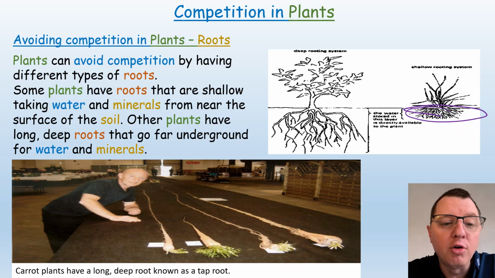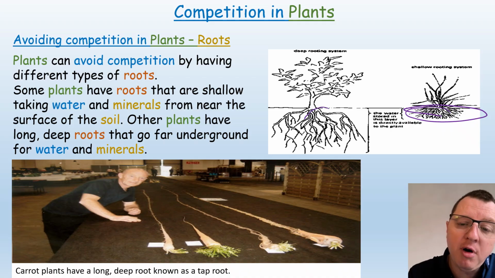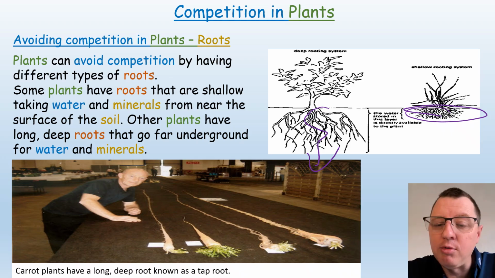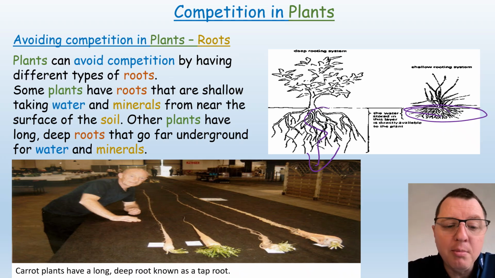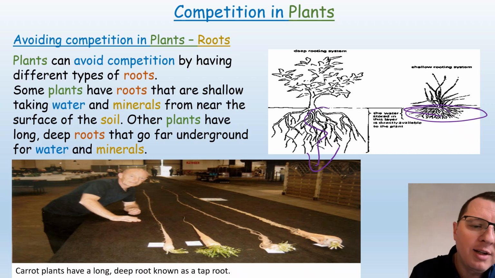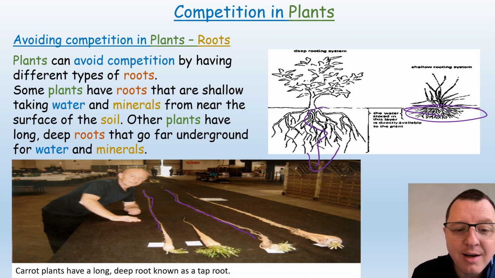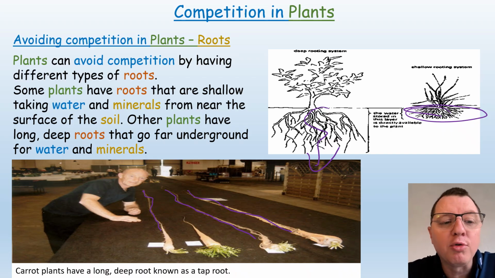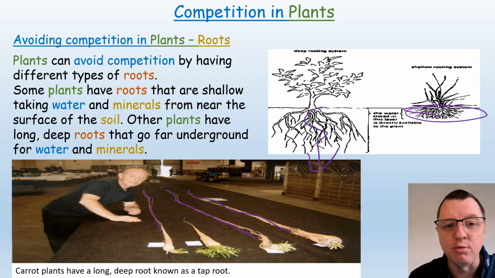Other plants have longer, deeper roots that go far, far down underground, looking for water and minerals that may well be there all year round. One example of this is carrot plants, which have a long, deep root known as a taproot, and that could be several meters long, and you can see several taproots here. Get an idea of just how long those taproots can be, and they will grow down many meters looking for stable sources of water and minerals.